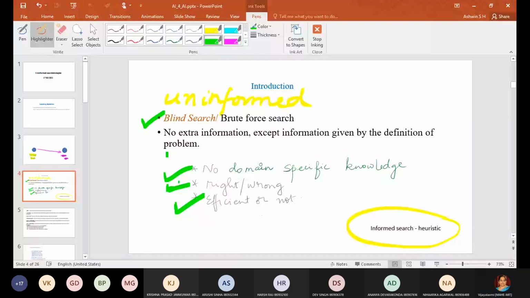Another one is informed search. This we'll be studying later, maybe in our next class. It is basically heuristic search. It's very, very interesting. In artificial intelligence, this search matters a lot. Informed search or heuristic search, we will discuss in our next class, or maybe we are going to study this heuristic search in detail in our AI course. So, next slide.